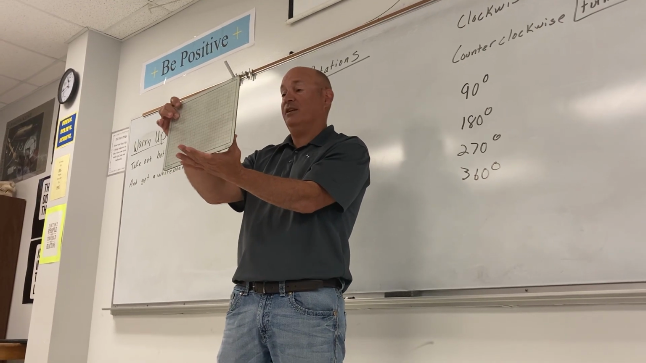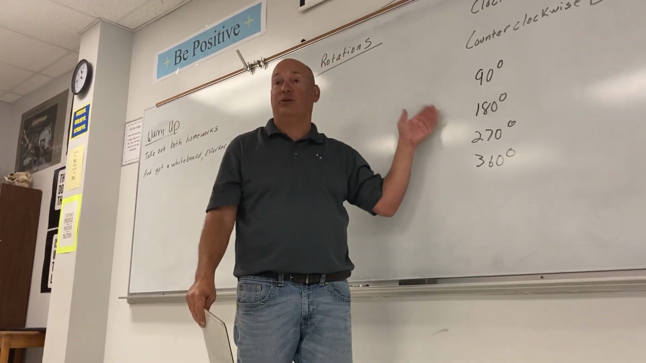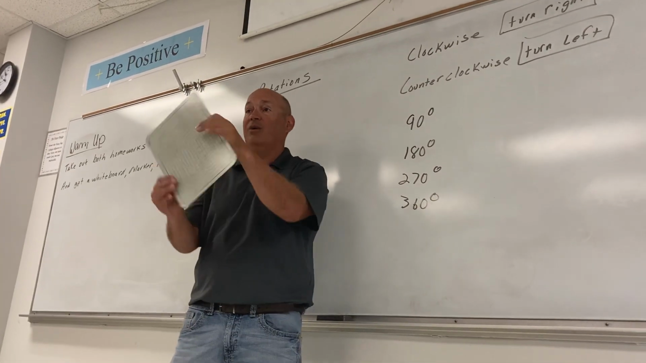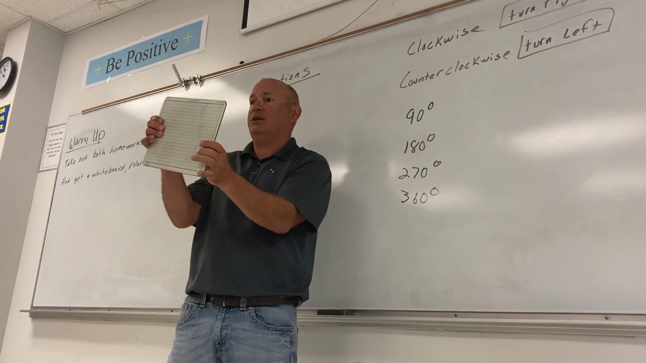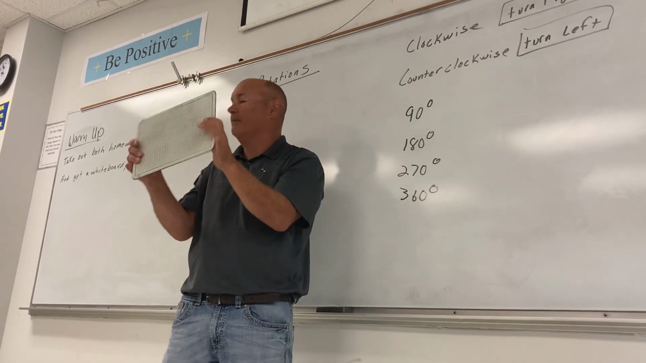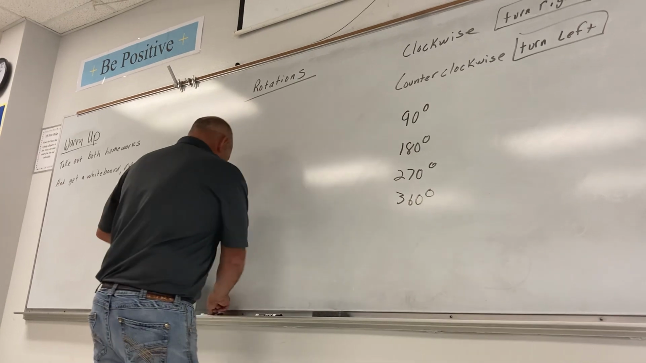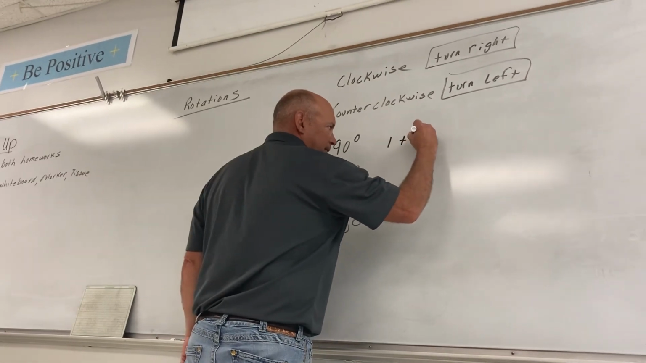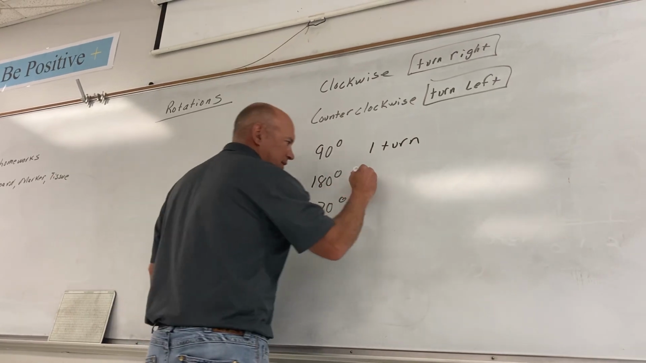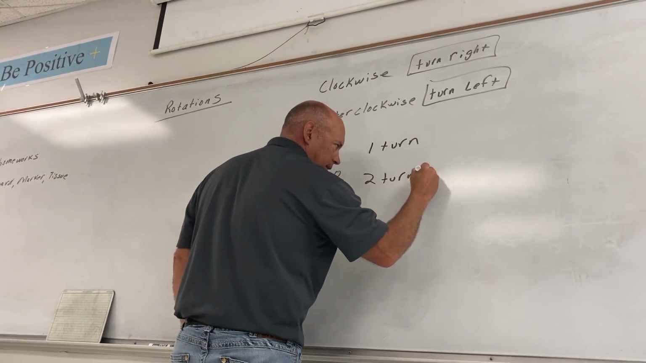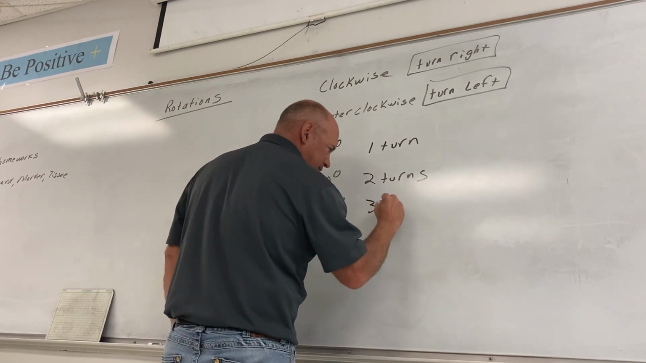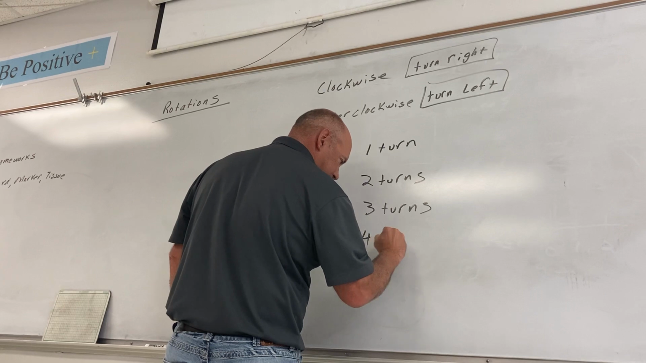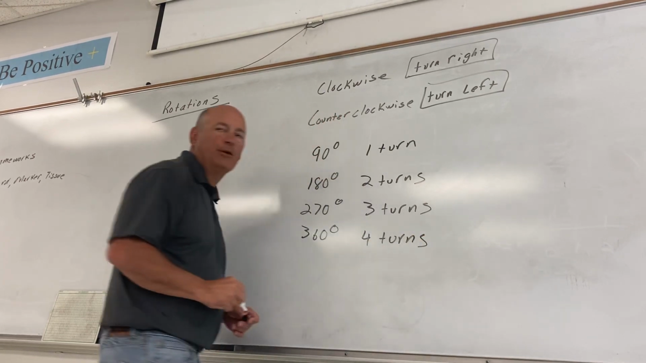Are you with me? So the first thing you need to know is how many degrees we're rotating. And the second thing you need to know is which direction we're going. Because we're either going right, 90, or we could go left, 90. Are you with me? So, 90 degrees is one turn. 180 degrees is 2 turns. 270 is 3 turns. And 360 is 4 turns. Questions so far?